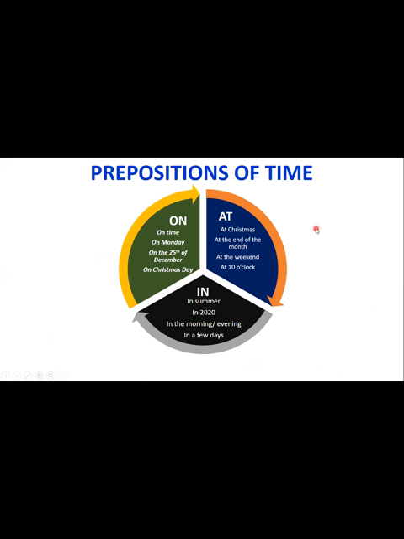Okay, basically in this platform, we are going to work with three prepositions. They are prepositions of time, but later you will notice that they are also prepositions of place. So when we talk about prepositions of time, we say on Monday, on the 25th of December, on Christmas Day, at Christmas, at the end of the month, at the weekend, at 10 o'clock, in summer, in 2020, in the morning or in the evening, in a few days.